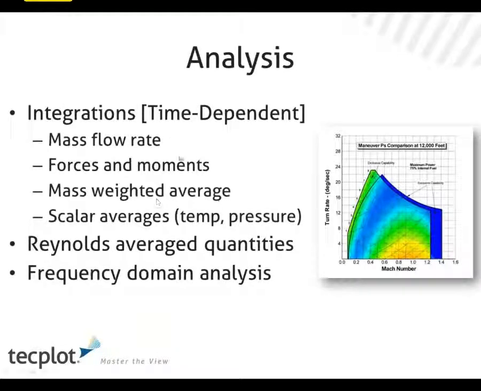Just a quick note, again, one of the key things that we're hearing over and over from people both in our customer base and the industry in general is that one of the key things people are struggling with is how best to quantify or analyze unsteady results. That includes things like integrations of mass flow rates, forces and moments, mass-weighted averages, scalars. So we talked about the frequency domain. One of the key things we'll want to make sure that we focus on today would be not only qualitative analysis, in essence making, let's say, an animation of a turbulent model. What we'll want to talk about is how one can quantify those results.